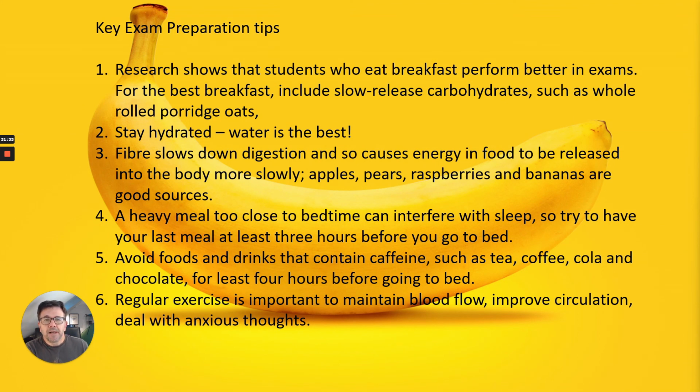For example, I like to run marathons every now and then, not all the time. But I would say things like porridge oats are very good. They're slow release carbohydrates. Stay hydrated. Water is the best, of course. Fiber does slow down digestion, so causes energy to be released into the body more slowly. So that means lots of different types of fruits. If you don't like bananas, there's other options.